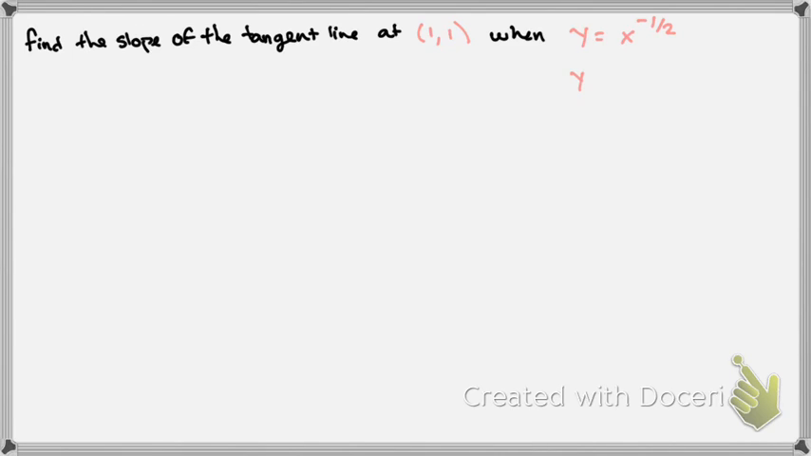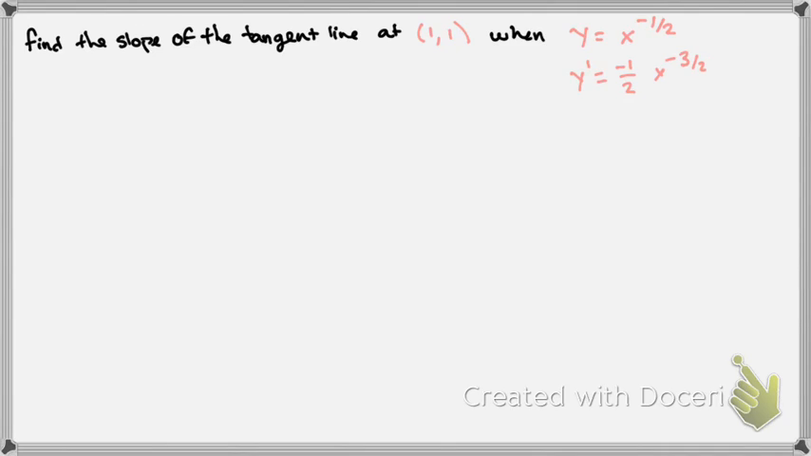So let's go. Y prime, which is another way to write the derivative, equals negative 1/2 x to the negative 3/2.